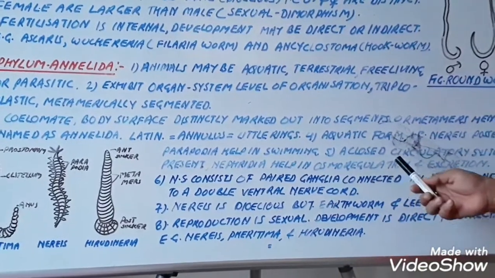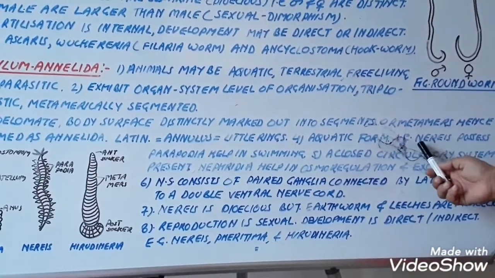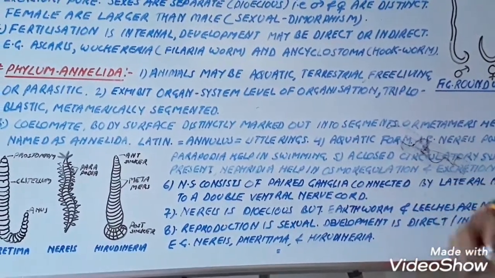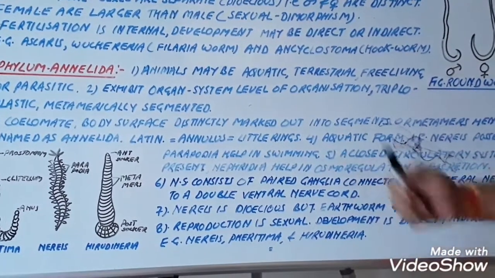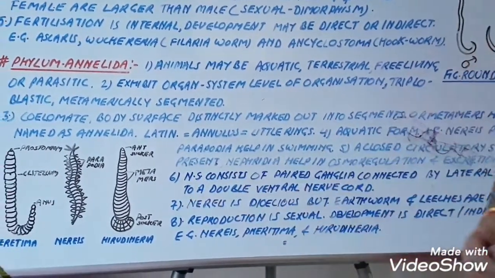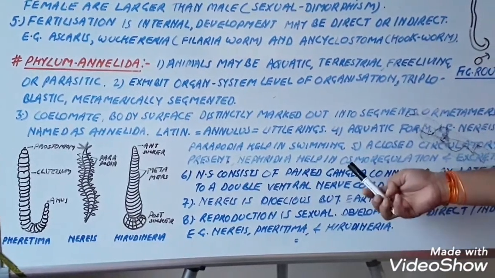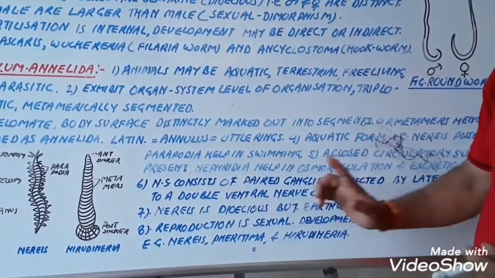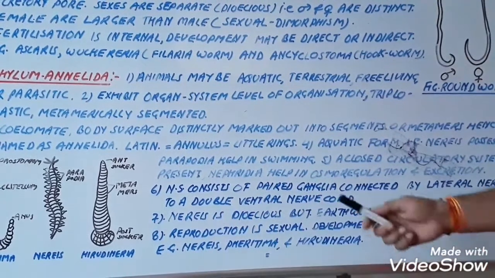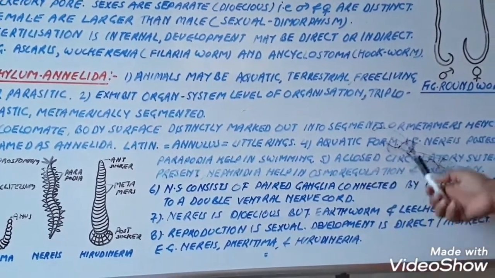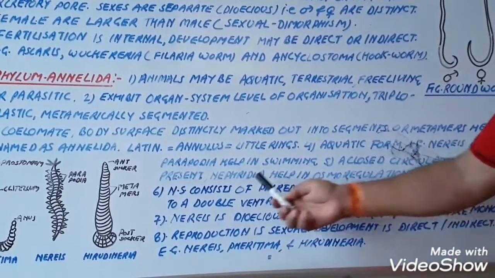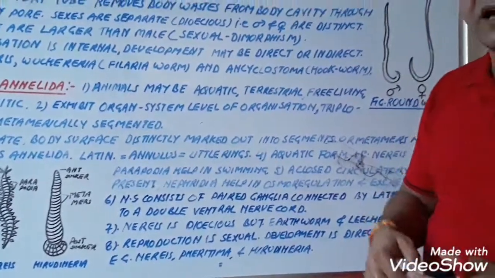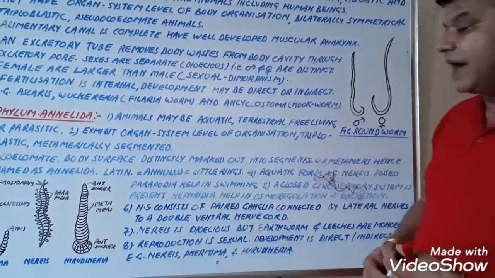Now in the aquatic form, Nereis possesses parapodia. We can say that only Nereis is the member of this group which has parapodia, which help in swimming. But in the case of leech and Pheretima, they have setae, which help in locomotion, because with the help of setae the animals crawl like this. A closed circulatory system is present. Nephridia help in osmoregulation and excretion. We can say that nephridia are the excretory system in annelids.